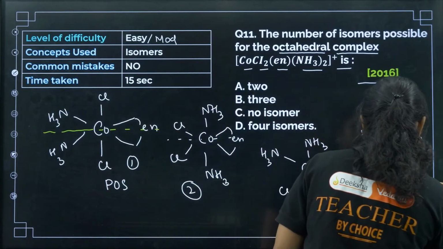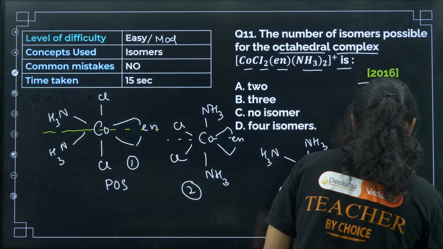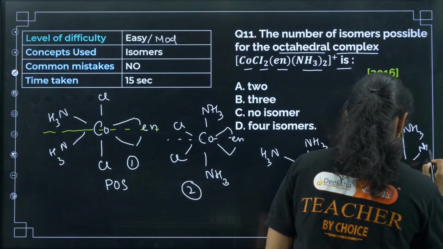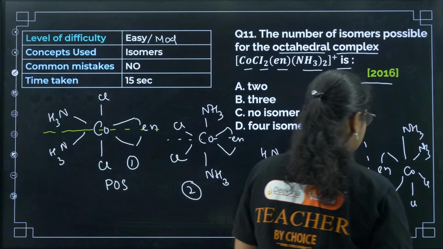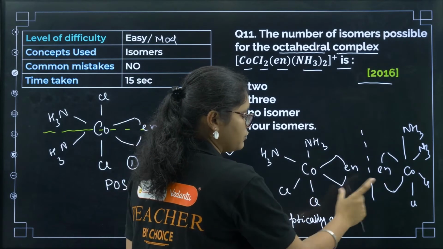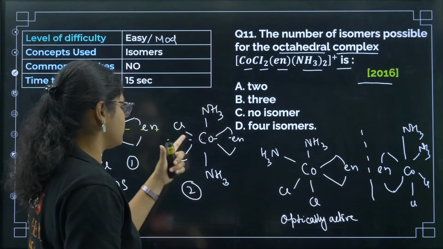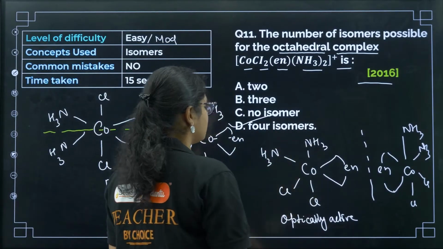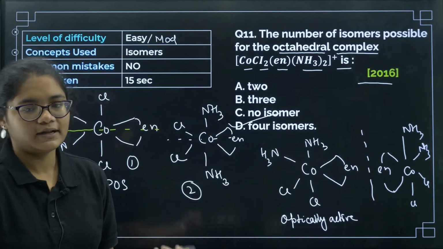Its mirror image will also be there. So we will have like this: En, NH3, here NH3, and Cl and Cl. Right. So now if you see, these are two isomers which are optically active, these are two isomers which are optically inactive. So the total number of isomers is 4, and the correct answer is option number D here.